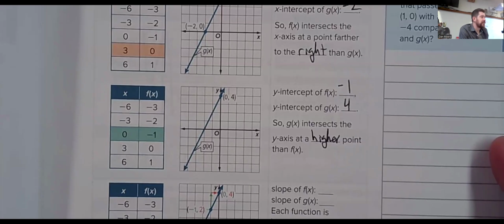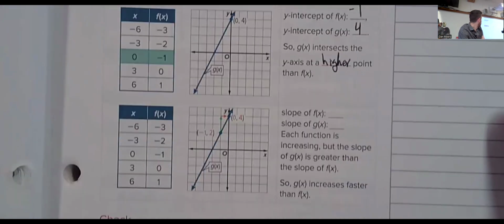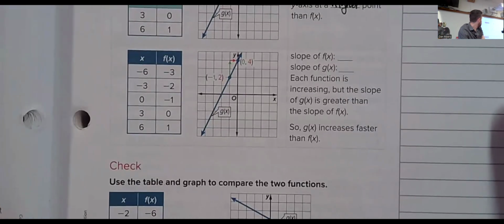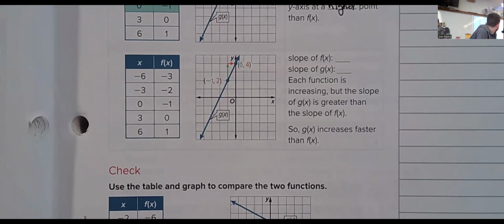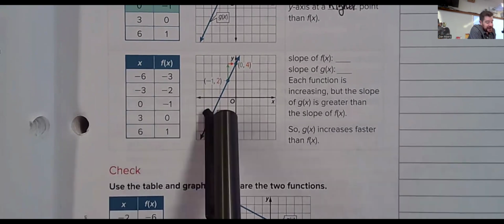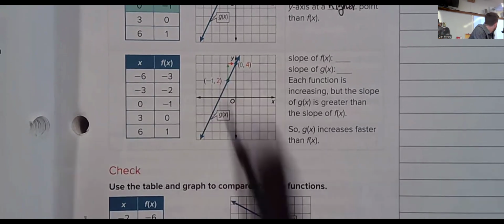So basically, we're just doing a comparison of two functions. One's a table, one's a graph, and we're able to describe the differences between the two. The last portion of this. Who can tell me what the slope of f of x is? It'll be easier to figure out the slope of g of x because it actually points us and tells us where to look.